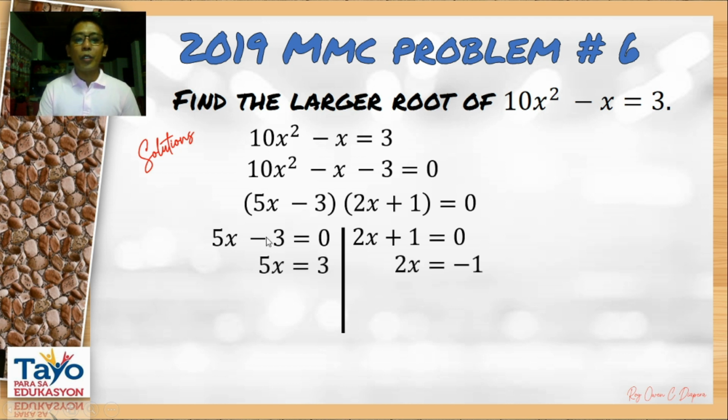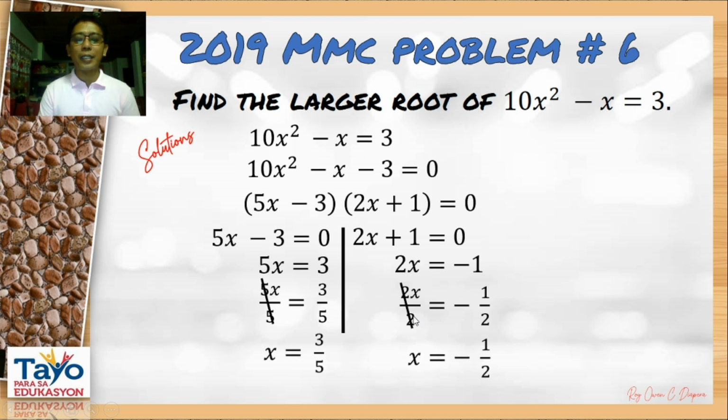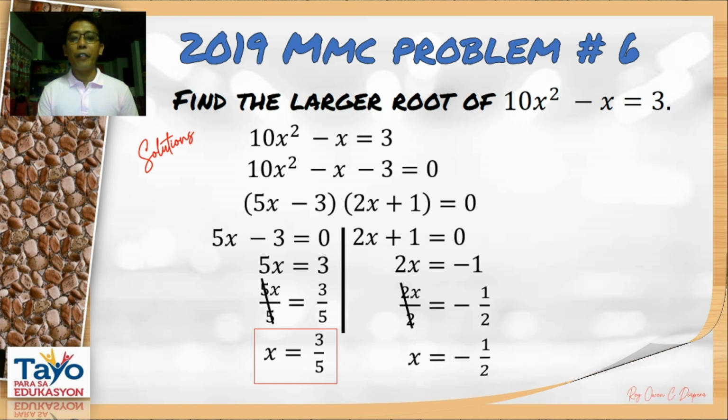Okay? So we transpose negative 3, that becomes positive 3, and we transpose positive 1, that becomes negative 1. After this, we divide this equation by 5 and this equation by 2. So, of course, we can cancel 5 and 2. Our answer now is x is equal to 3 over 5 and x is equal to negative 1 half. But the question is, find the larger root. So, our larger root is, of course, x is equal to 3 over 5.